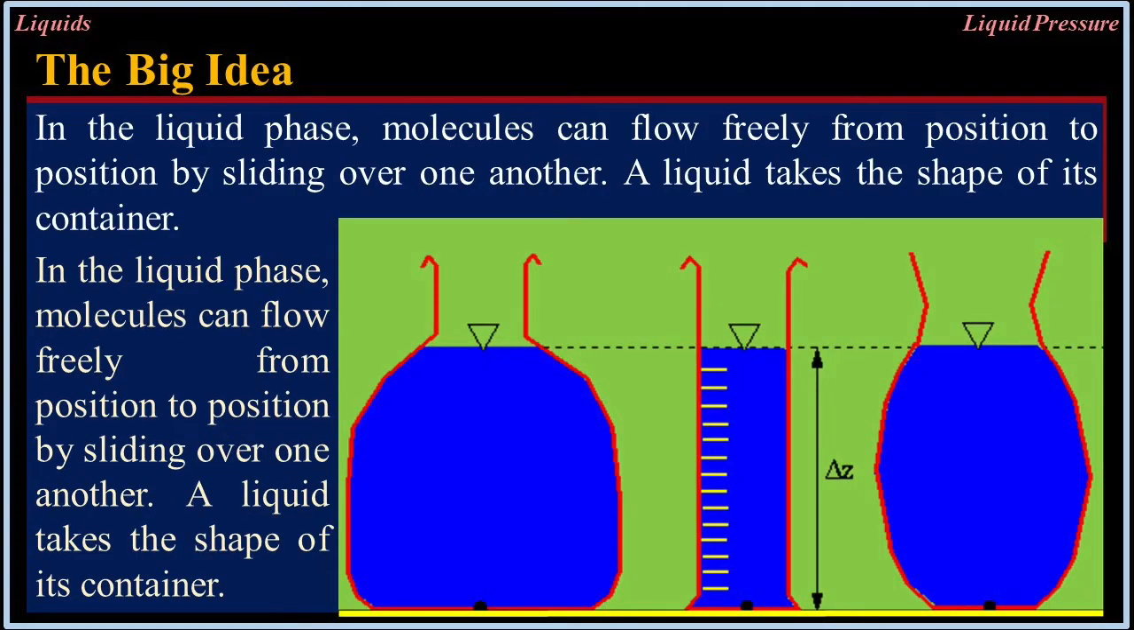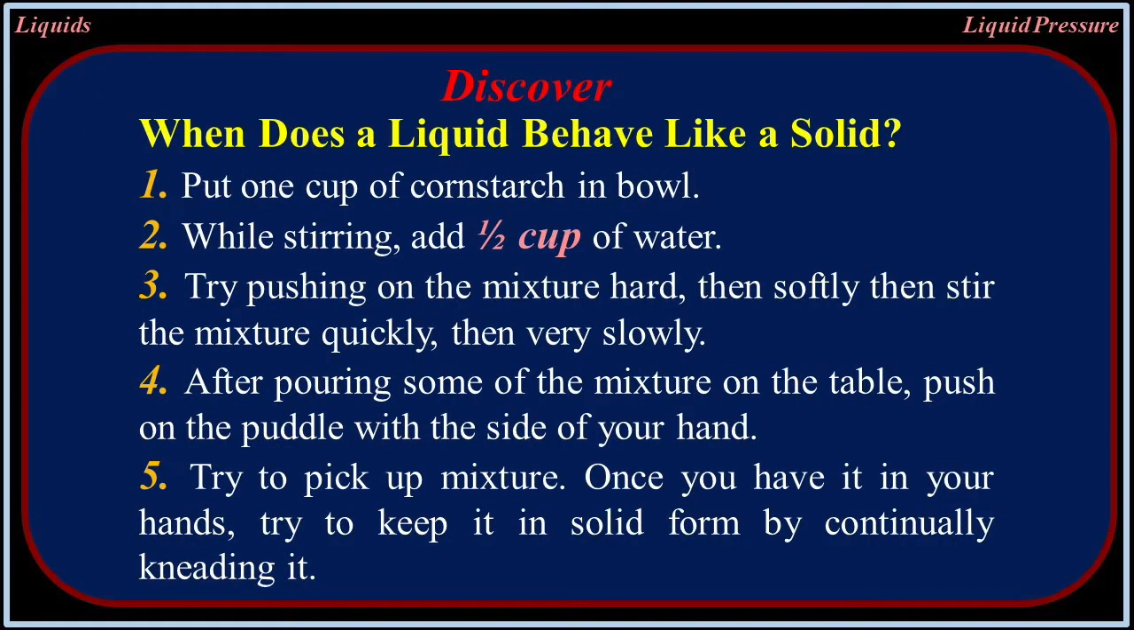In the liquid phase, molecules can flow freely from position to position by sliding over one another. A liquid takes the shape of its container. When does a liquid behave like a solid?